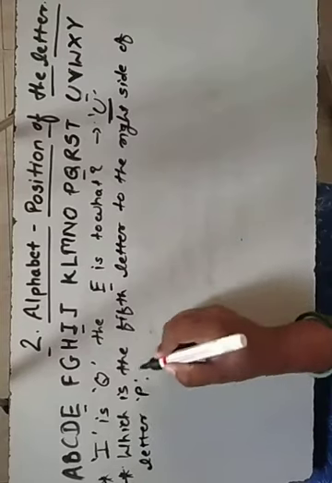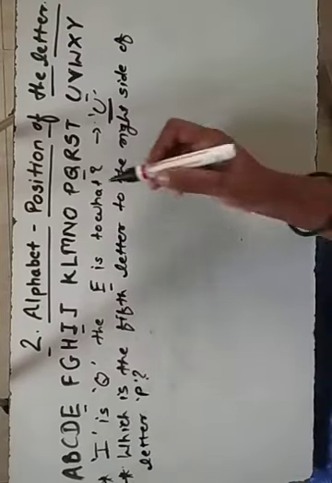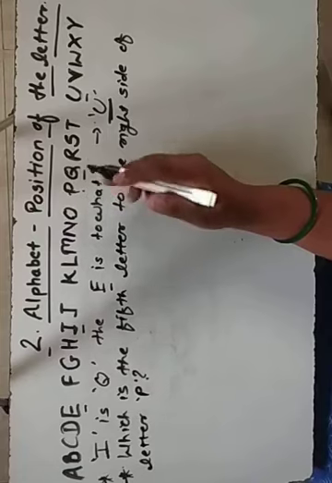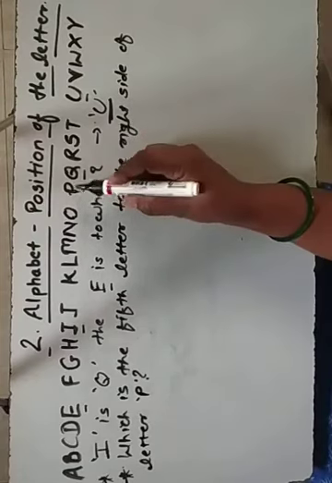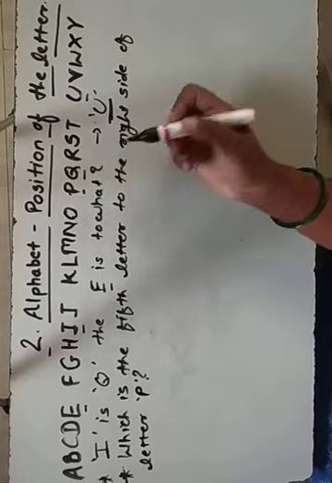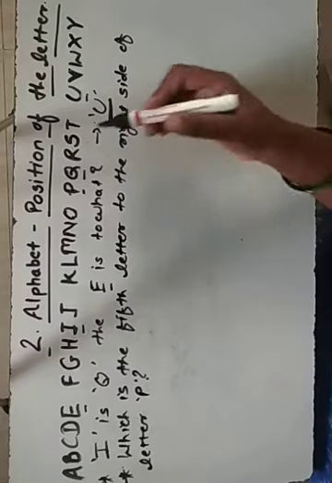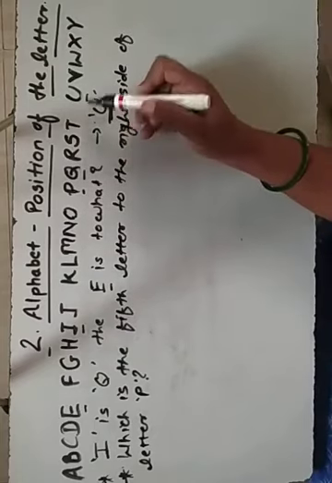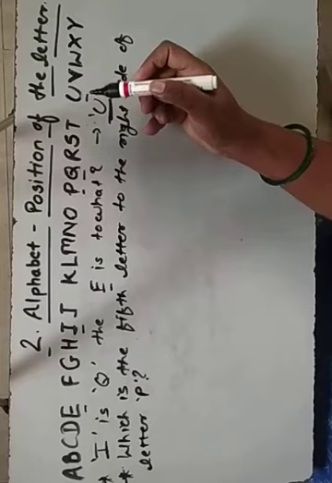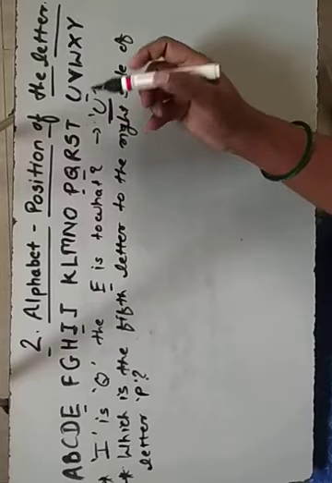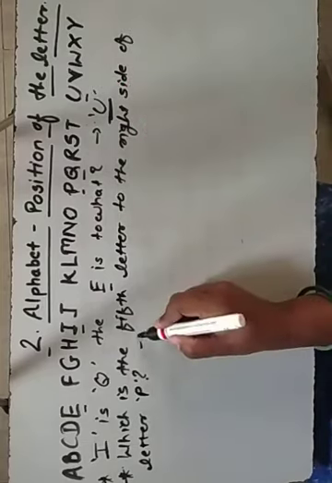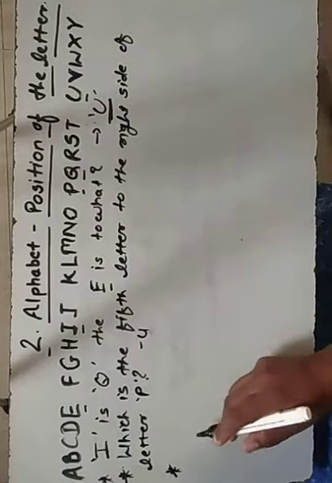Letter P. First of all we have to find P. Where is P? It is here. Right side, your right side is the book's right side. So from P, which is the 5th letter? 1, 2, 3, 4, 5. The answer is again U. Again, some questions will come in this type also.